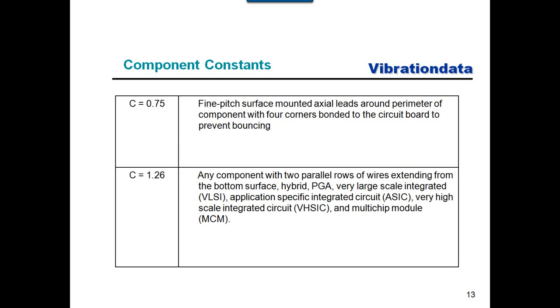Just a couple others. C is equal to 0.75. That's fine pitch surface-mounted axial leads around the perimeter of a component with four corners bonded to the circuit board to prevent bouncing. Or C is equal to 1.26. Any computer with two parallel rows of wires extending from the bottom surface, hybrid, PGA, very large scale integrated, VLSI, application specific integrated circuit, ASIC, very high speed integrated circuit, VHSIC, and multi-chip module, MCM.